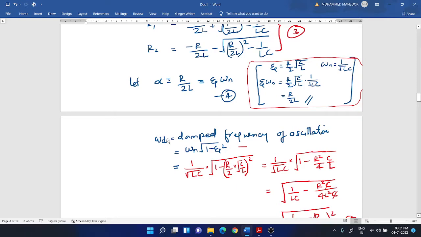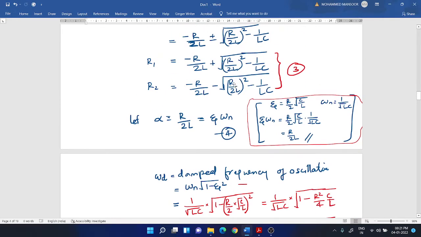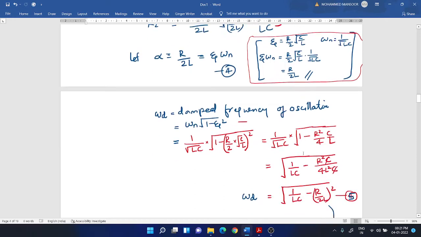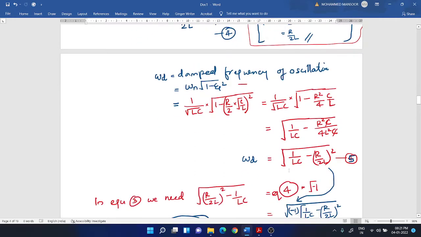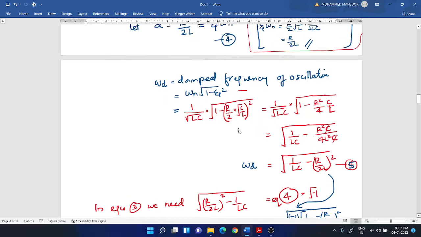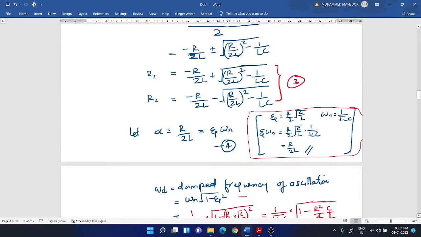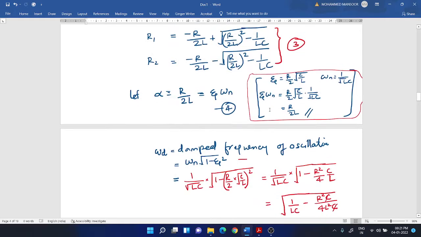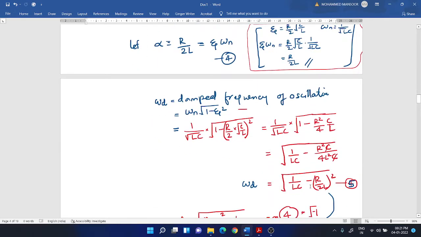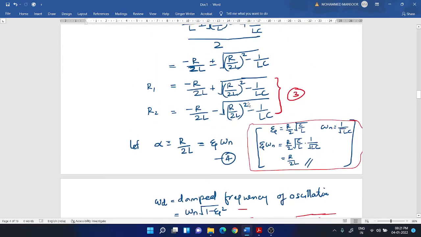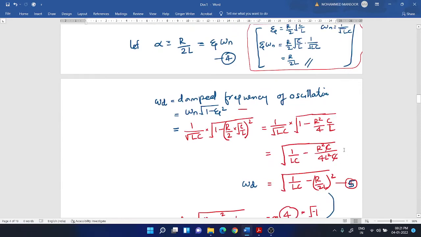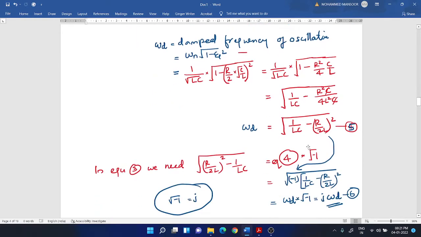Now we can see that omega d can also be written in terms of R and L like this. Omega d is equal to root of 1 by LC minus (R by 2L) whole square. But in the expression for the roots, we need root of (R by 2L) whole square minus 1 by LC. But omega d is this one. So how to obtain this one from here? We need to multiply with root minus 1.